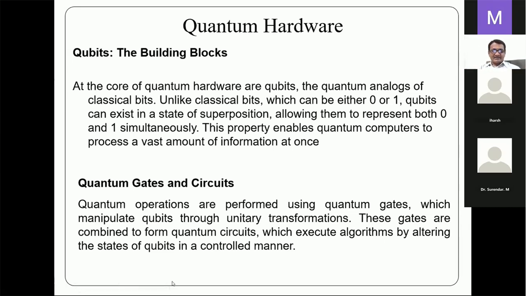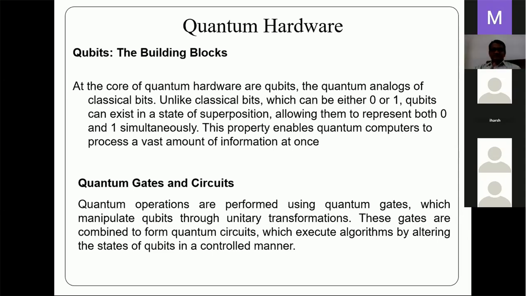I'm really happy that the participants are very responsive, and most of them are already working on quantum. But my philosophy for understanding quantum is mathematically, how you will be able to analyze it. Anyway, quantum gates and circuits. Quantum operations are performed using quantum gates, which manipulate qubits through unitary transformations, and these gates are combined to form quantum circuits.